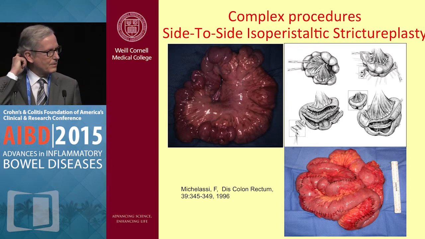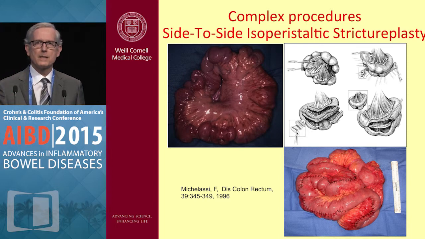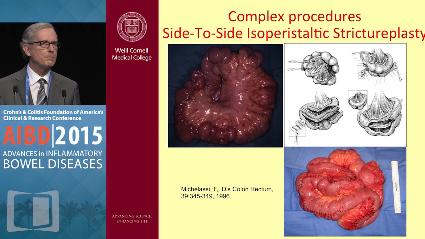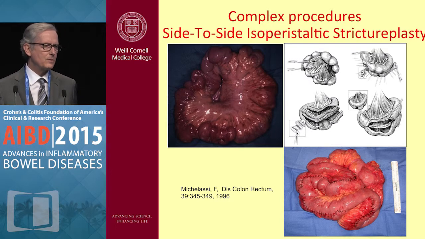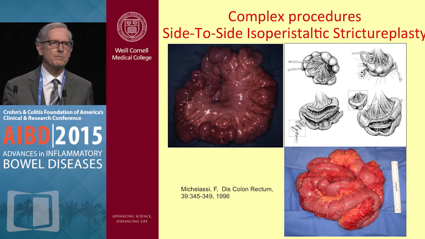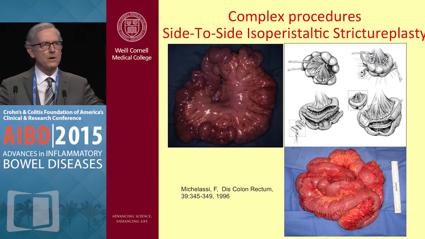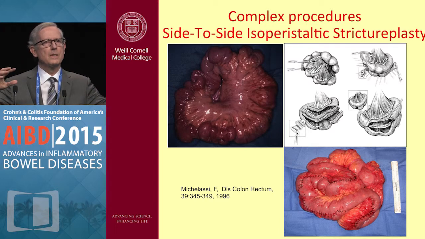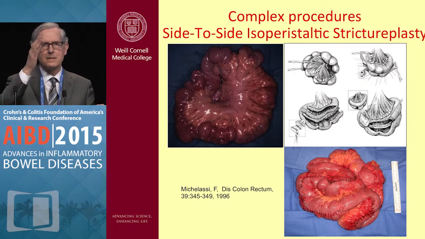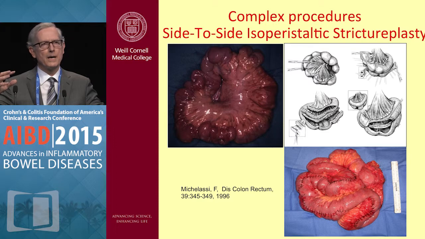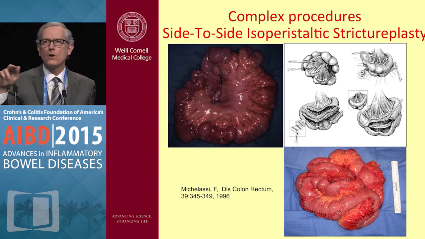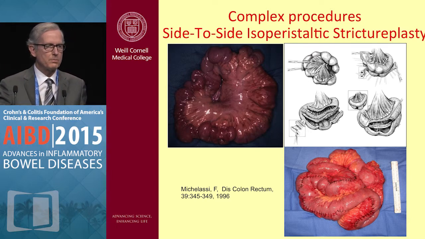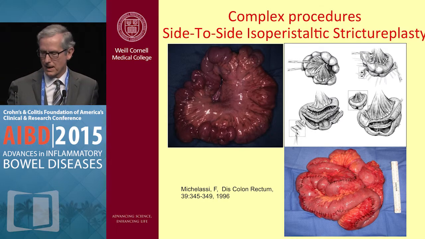So in 1993, I came up with the idea of the side-to-side stricturoplasty. I performed a few before publishing. The first paper that I published was in 1996. And the side-to-side stricturoplasty is a very simple concept. Taking a long segment of intestine with strictures, the intestine is divided in half. The two loops of intestine are put one against each other, and a very long enteroenterostomy is performed, creating therefore a large lumen out of two lumens which may be compromised.